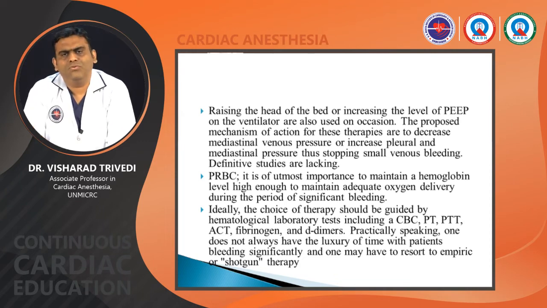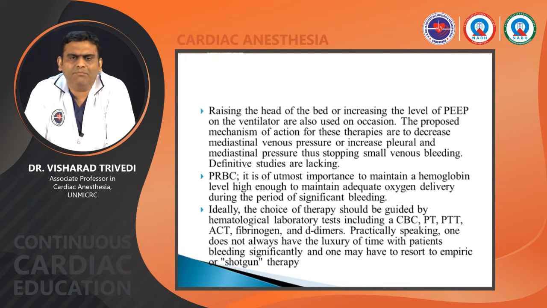Another thing you can do to prevent medical bleeding is raising the head of the bed or increasing the level of the PEEP on the ventilator. That will basically reduce the venous pressure inside the mediastinum, and that will reduce your oozing. RBCs are of utmost importance to maintain the hemoglobin level as well as oxygen delivery to the tissues, and they will be given if hemoglobin is on the lower side. The choice of therapy should be guided by hematological laboratory tests including CBC, PT, PTT, fibrinogen, D-dimers.